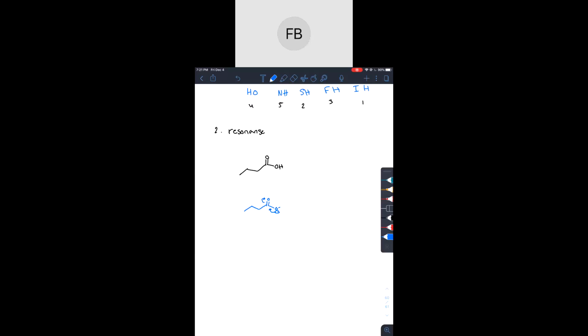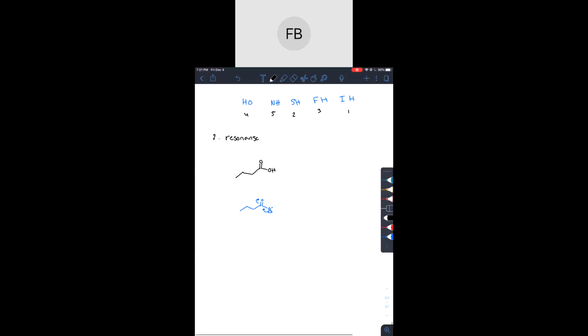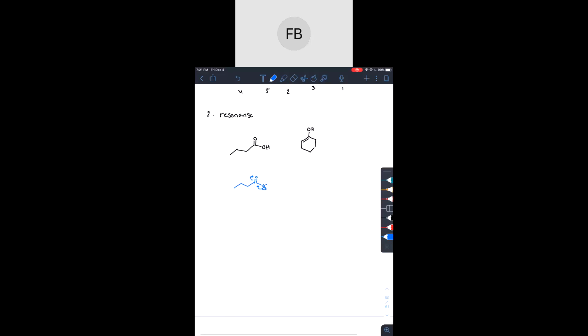Now, another example of resonance would be something like this, a cyclohexane, and this is the example that always confuses us. In this situation, if you're confused about whether there's resonance or not, just draw it with the hydrogen gone. And what you'll see is that this lone pair, when it comes down, this has to move. So that's resonance as well.